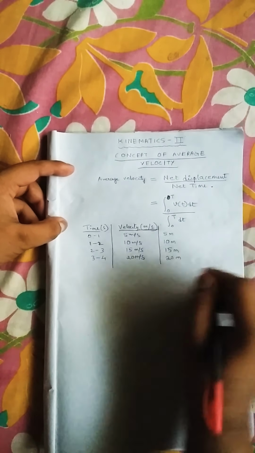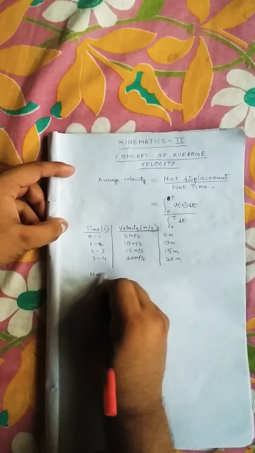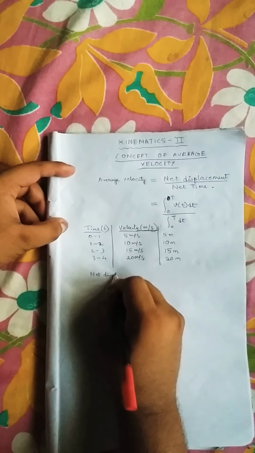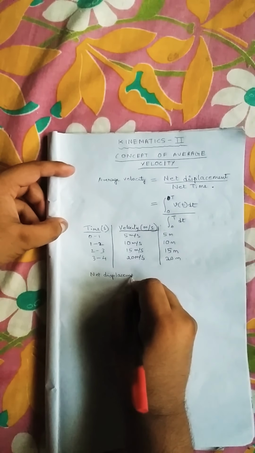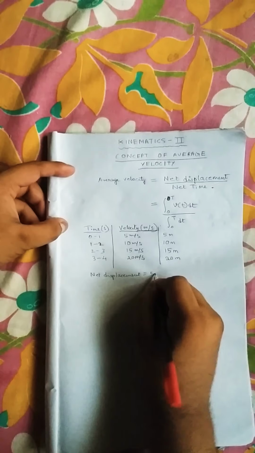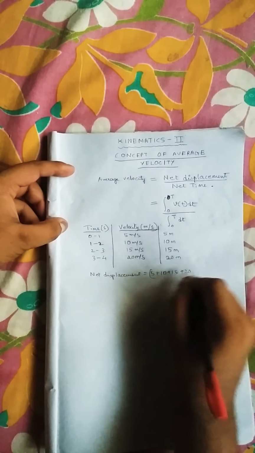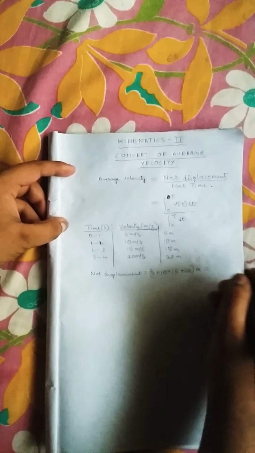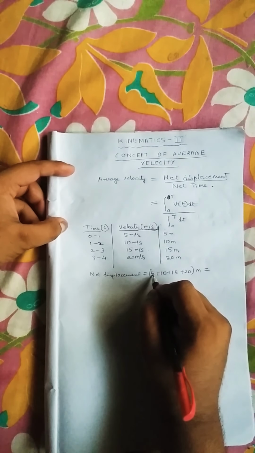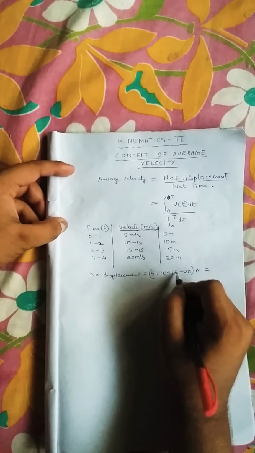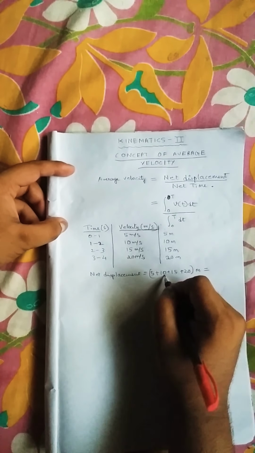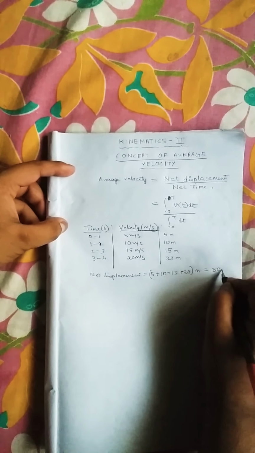So what is the net displacement? Net displacement equals 5 plus 10 plus 15 plus 20 meters. What is this equal to? 5 plus 15 is 20, 20 plus 20 is 40, 40 plus 10 is 50. So 50 meters.